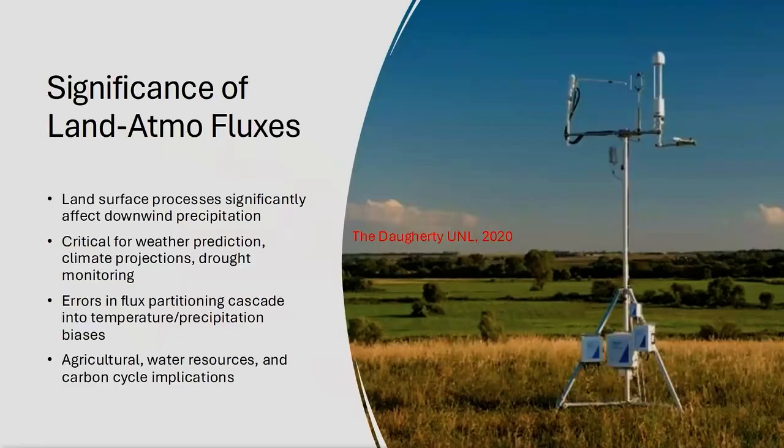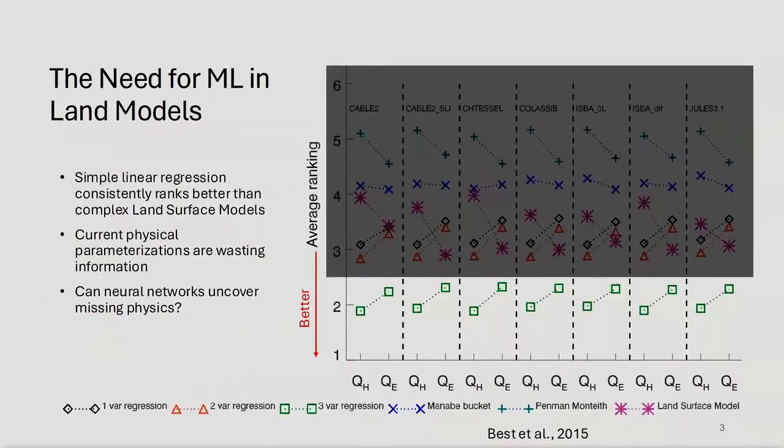So, before I get into it, first question is why do we need to model land surface fluxes, specifically the sensible and latent heat fluxes? And the reason for that, there's multiple effects, especially on downwind precip and on management for agriculture and water resources. But the main point is that our climate models will be biased if we're not doing our flux partitioning correctly. So it's important that we get this correct.